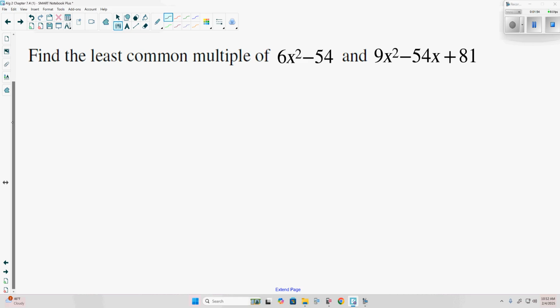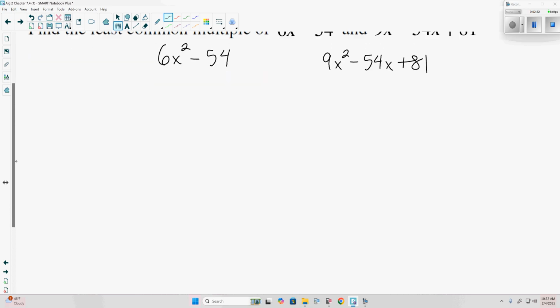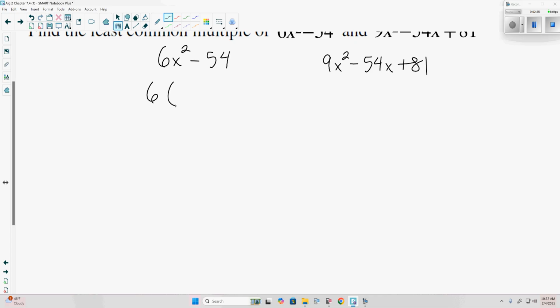To find this least common multiple, we're going to take our two expressions here and factor them down as far as we can, so that we can see the factors of the two together. Now, our 6x squared minus 54 has a greatest common factor of what? 6. So the first thing we can do is factor out the 6. When we factor 6 out, our 6x squared becomes x squared, and our 54 becomes 9.